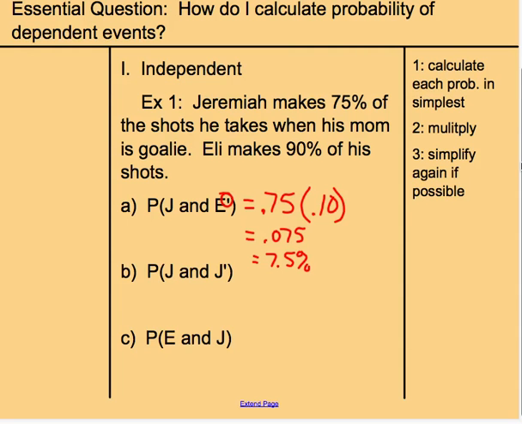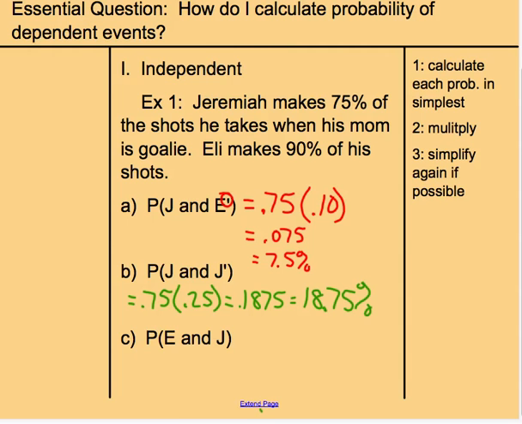All right, example 2, what's the probability that Jeremiah makes his first shot and then misses or does not make his second shot? So converting that 75% again into a decimal. And if he makes 75% of the shots, he will miss or not make 25%. Multiplying those together, we get 0.1875 or 18.75% chance that he will make the first one and miss the second one.